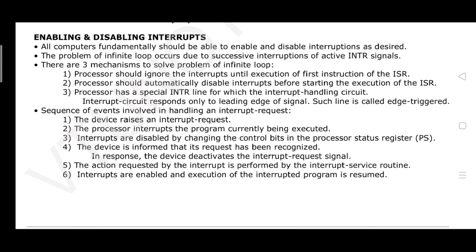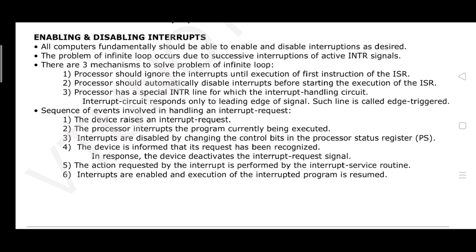Next comes the enabling and disabling of interrupts. All computers should fundamentally be able to enable and disable the interrupt. Since interrupt is a hardware mechanism, you can turn it off, right? So all computers should be able to either enable or disable the interrupts as required or as desired. The problem of an infinite loop occurs due to successive interruption by an active interrupt request signal.